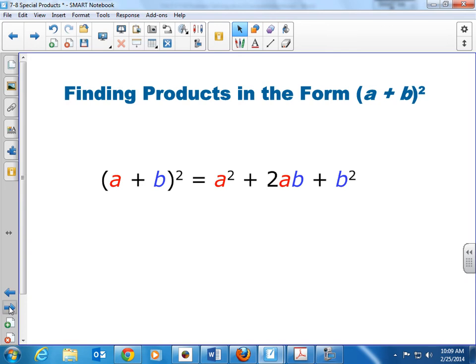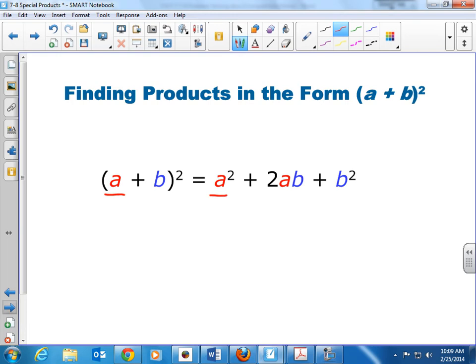a plus b and that quantity is squared. The a and the b are numbers or they're variables. Alright, so whenever you have this problem, you end up every time with an answer that's going to be whatever your a value was. You're going to take that and it's going to be squared. That's going to be the first term in your answer.